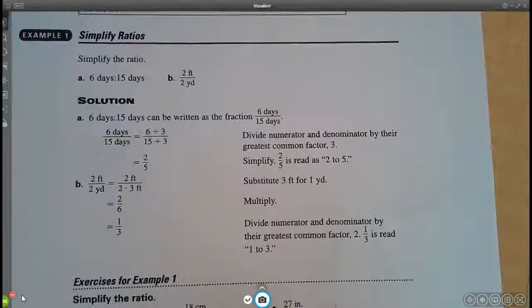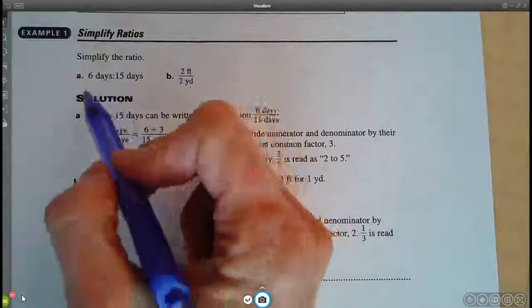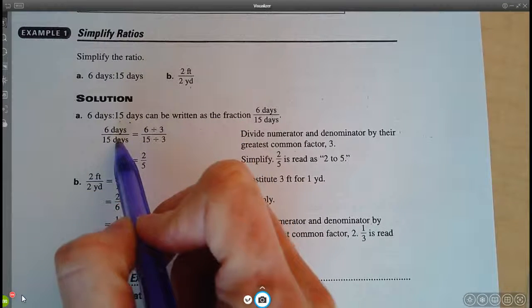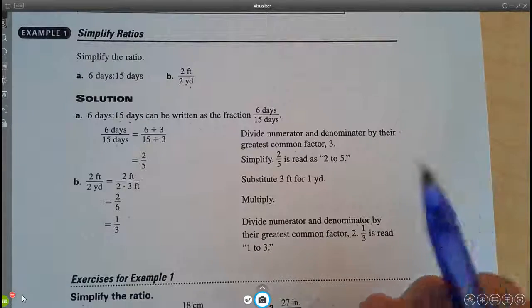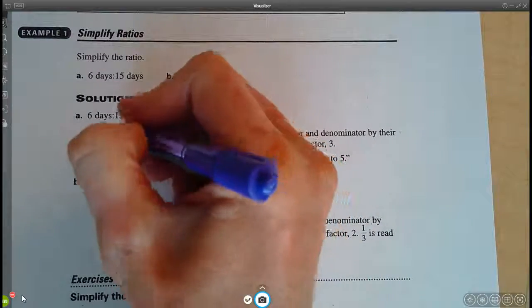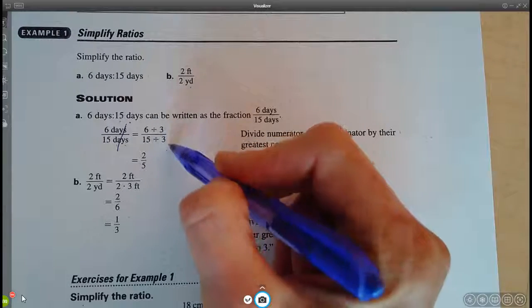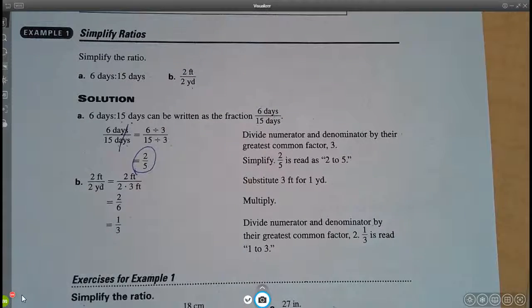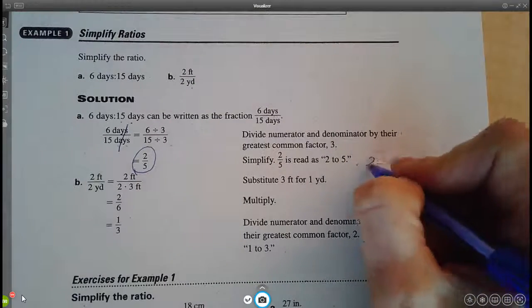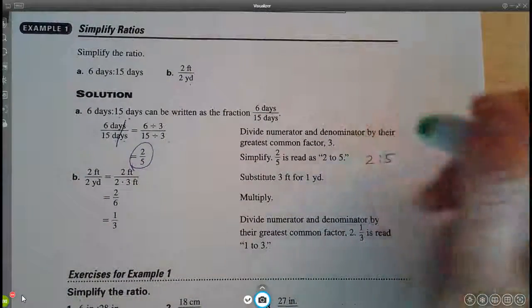Okay, so the first task you had was simplifying the ratio. They gave you two ratios here. The first one, 6 days to 15 days, they wrote as a fraction. When we're simplifying, ideally we are getting rid of units. So days over days is like 10 over 10, right? It simplifies to 1. And then we have 6 and 15, both divisible by 3. The end result, the simplified ratio there, is 2/5, 2 to 5, or 2 colon 5. Different ways that we could express that ratio.